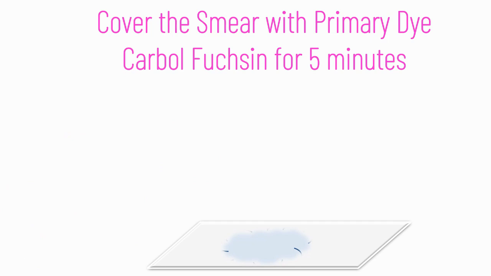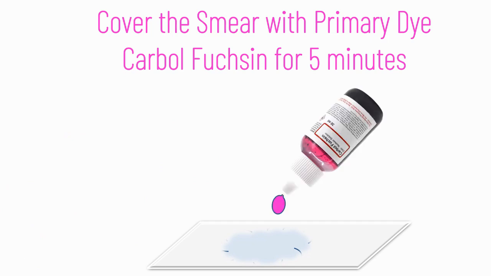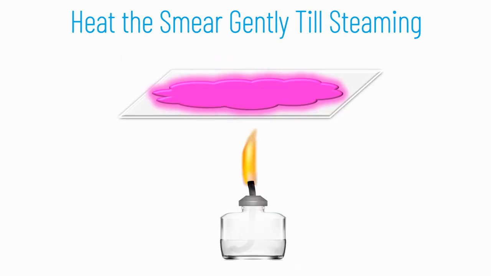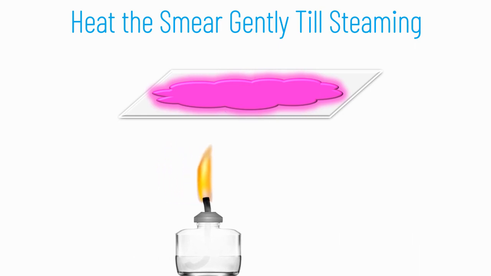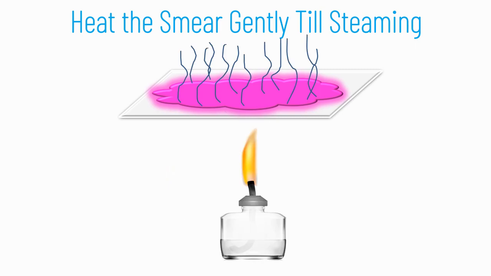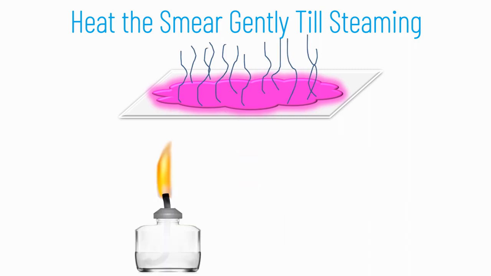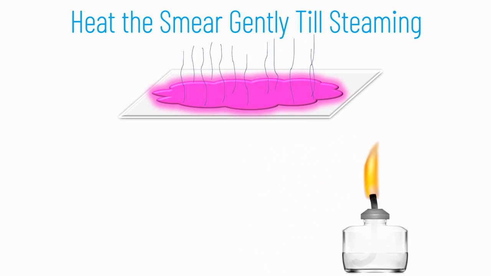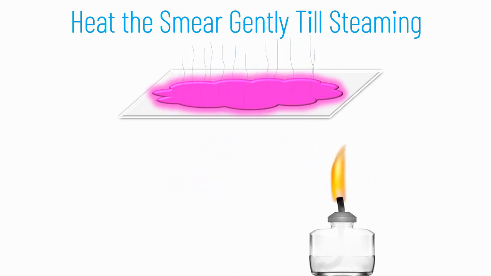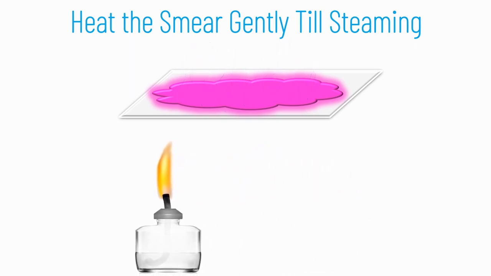To begin the staining process, cover the smear with the primary dye carbol fuchsin for 5 minutes. Simultaneously heat the dye using a spirit lamp. Heat gently to produce steaming but without boiling. Apply heat at intervals to keep the stain hot. Do not allow the staining solution to dry on the slide. Add fresh solution if necessary. Allow the dye to stand for 5 minutes.